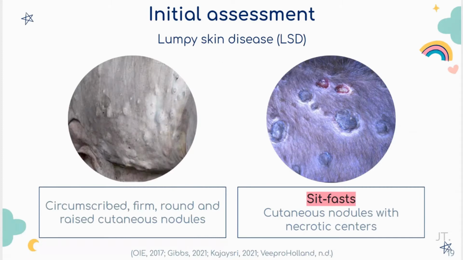So we can rule out some of the diseases by looking at the lesion. For lumpy skin disease, we have found circumscribed, firm, round, and raised cutaneous nodules, with a pathognomonic lesion called sit-fast, which is a cutaneous nodule with a necrotic center that is raised and hard and separates clearly from the surrounding skin. And from the lesion of the cow, we can rule this in.